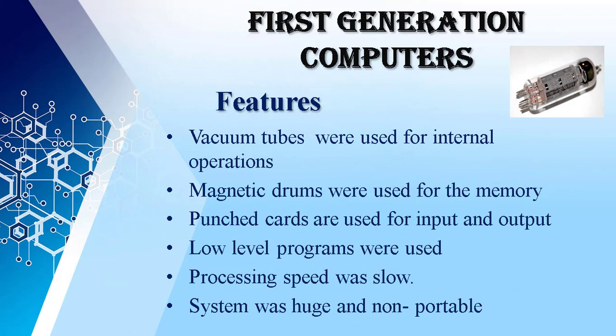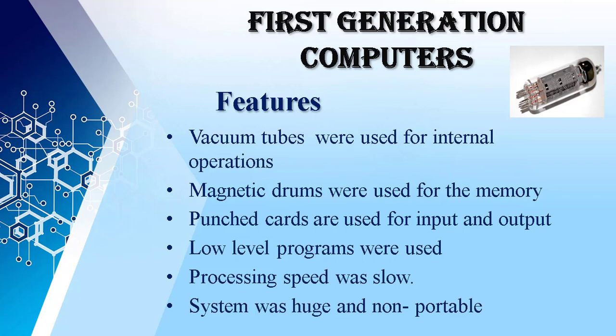First generation computers, we were using vacuum tubes for internal operation and magnetic drums were used for memory and punch cards are used for input-output operations. Low-level programs were used, that is these type of programs will have zeros and ones and it was very difficult for the programmers to write the program using zeros and ones.